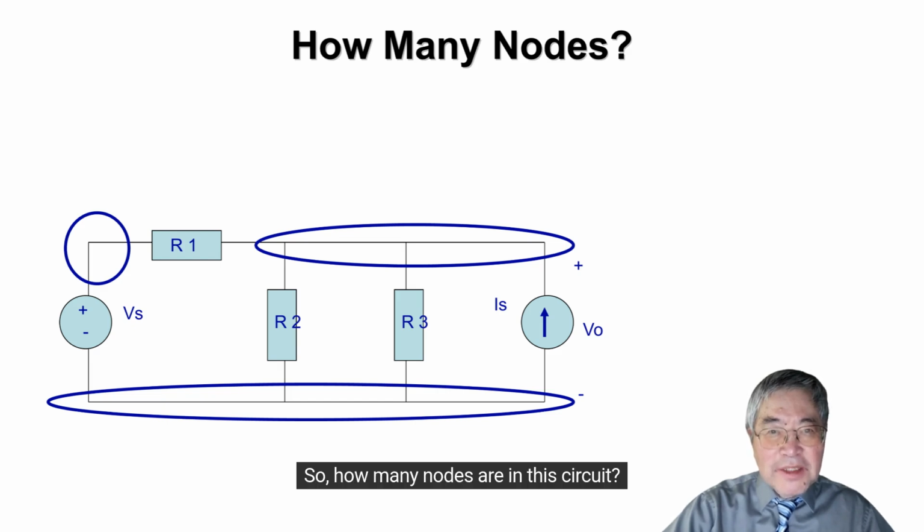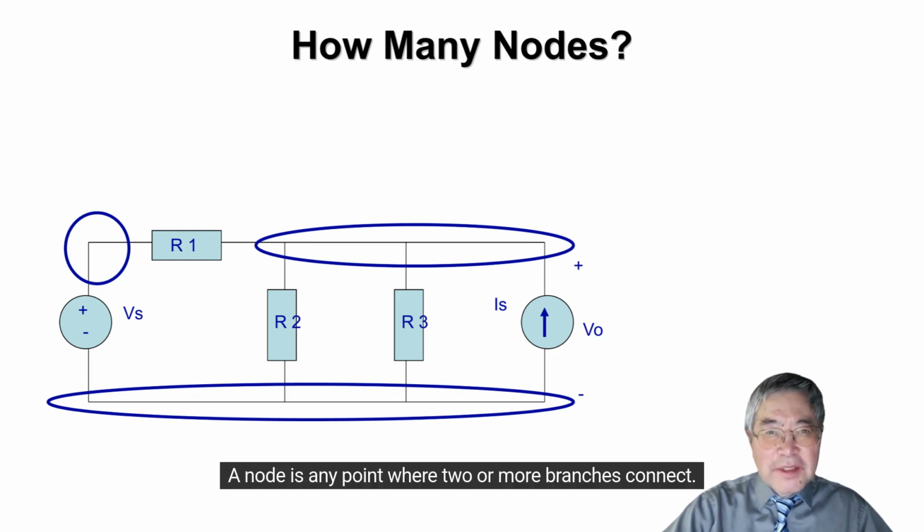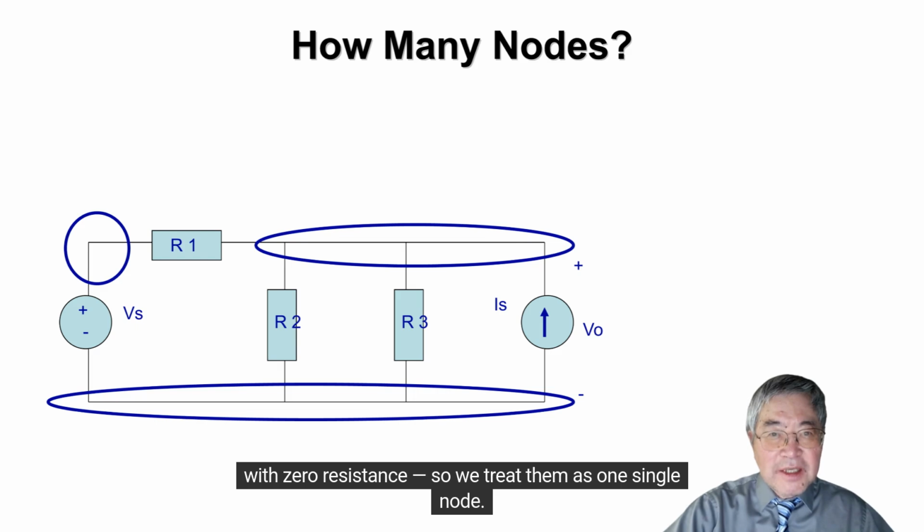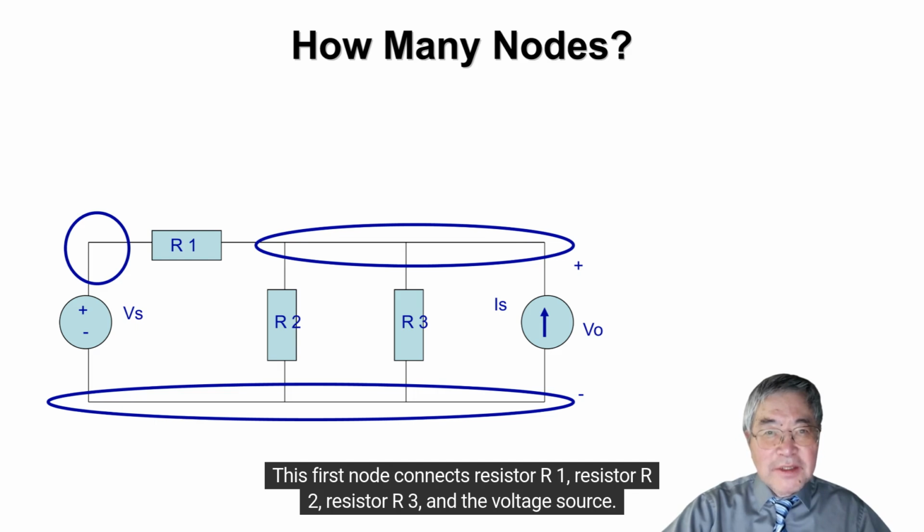So how many nodes are in this circuit? Let's apply the definition. A node is any point where two or more branches connect. Here, all the points along this conducting path are electrically the same. The wires are ideal conductors with zero resistance, so we treat them as one single node. This first node connects resistor R1, resistor R2, resistor R3, and the voltage source.